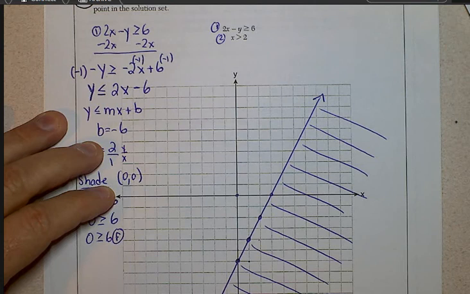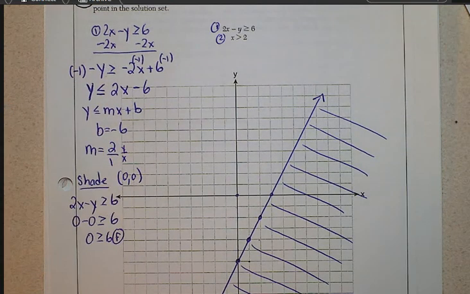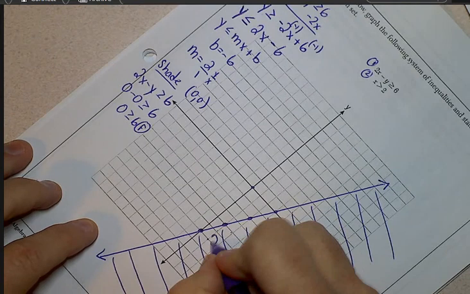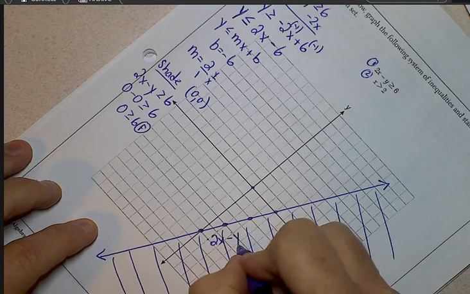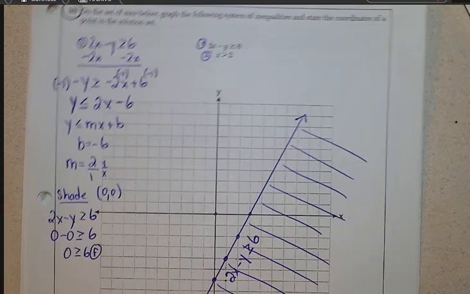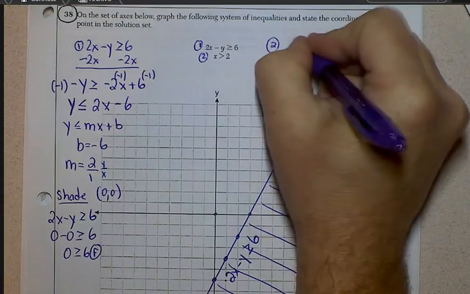And then once I shade that side, I'm going to label that side. Sorry, I'm going to turn it so you can see it. I label that side of the line 2x minus y is greater than or equal to 6. Okay? All right. Our second equation is just x is greater than 2.